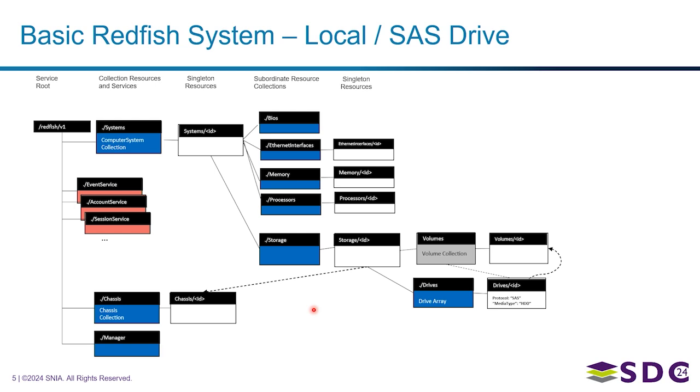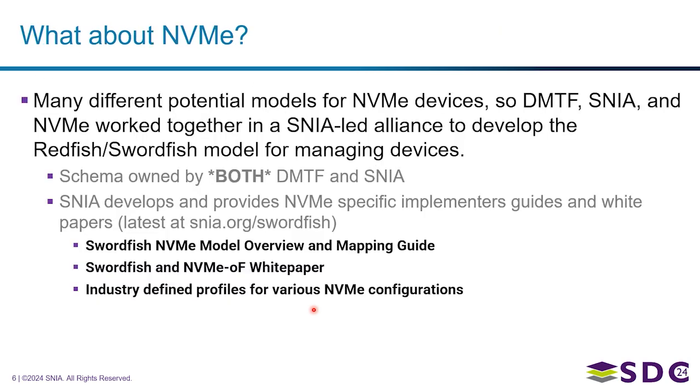We're all migrating to and using much more complex systems. So what happens if I stick an NVMe device in there? I'll walk you through some of the more complex configurations here. There are many, many different potential models for NVMe devices. Starting back in 2019, 2020, NVMe, SNIA, and DMTF started working together in a three-way alliance on putting together Redfish and Swordfish models for managing these devices. So we don't just say Swordfish models here, we say Redfish and Swordfish models.